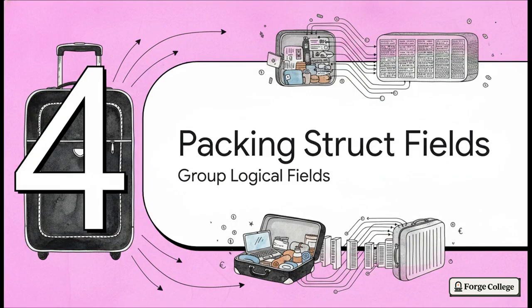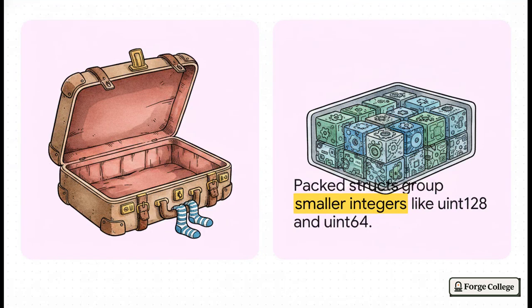Okay, Section 4, packing struct fields. You should really treat your data layout exactly like packing a tightly organized suitcase for a flight, to save on baggage fees. An unpacked struct might use separate massive integer fields for everything. It's kind of like throwing a single pair of socks into its own giant suitcase. It makes no sense. But a packed struct groups smaller integer types together. If you know a timestamp or a balance will never exceed certain limits, you can safely replace that massive integer with smaller ones, like a uint128 and a uint64. By grouping them logically, the Ethereum virtual machine can pack them into a single 256-bit storage slot. You dramatically reduce the number of storage slots consumed, and therefore you dramatically reduce the gas cost. It's a total game changer.